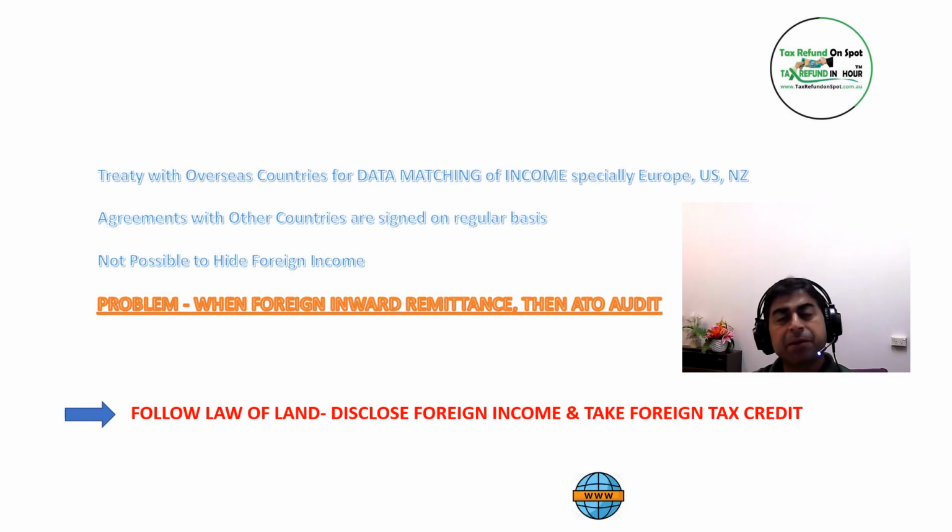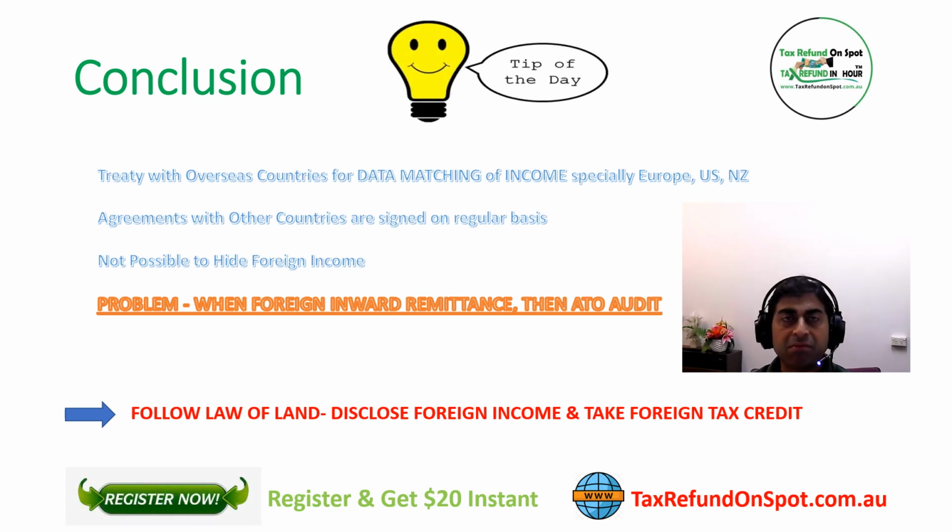Now the question is, people think, oh, I have got foreign income, I will not disclose this. What can the tax office do? What can the Australian government do? No, that's not the right way, because the Australian government has got treaties to disclose the income.